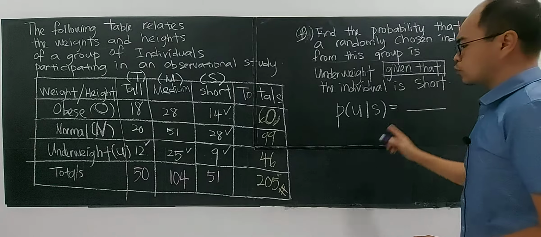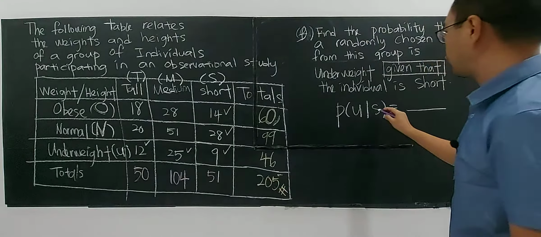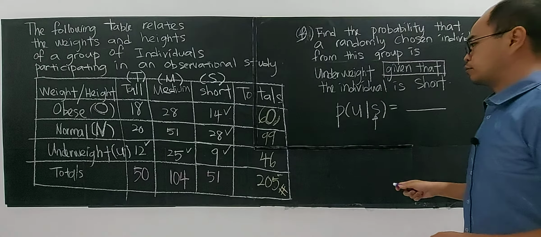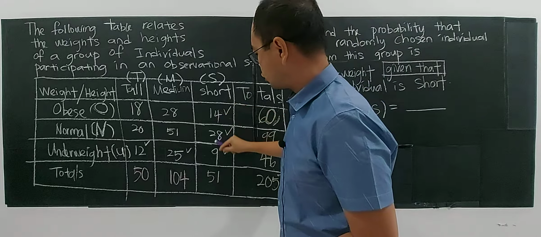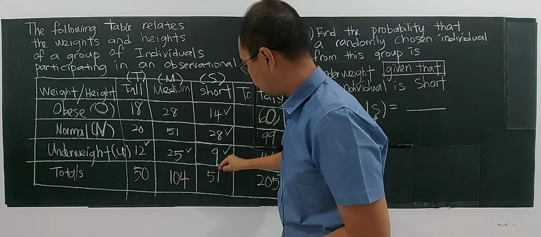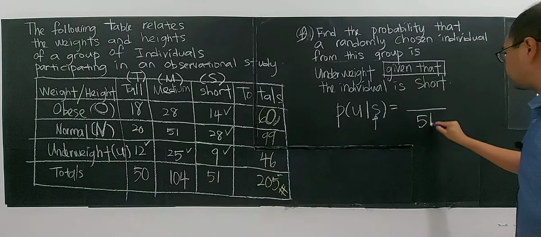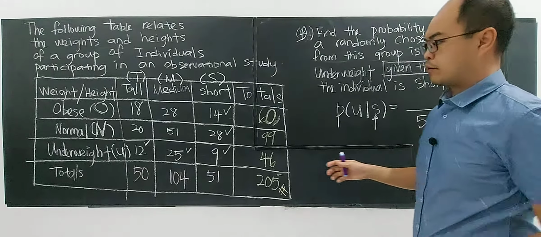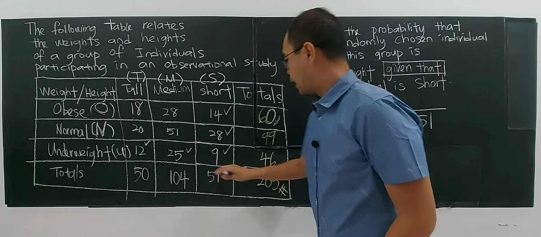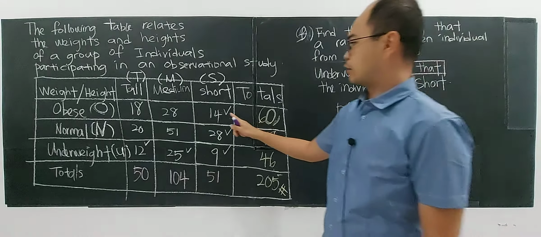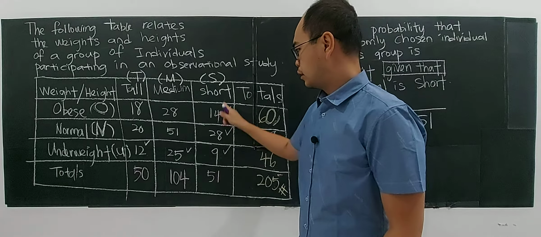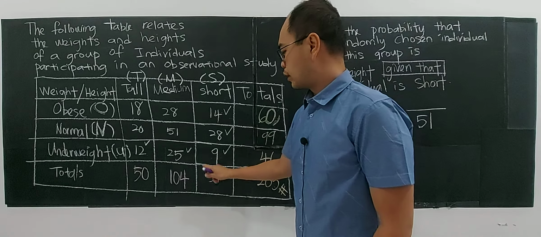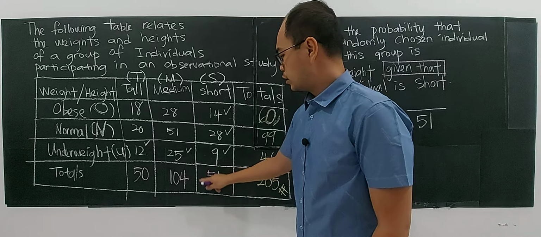So the total is no longer 205 here, because we already know that it comes from the short individuals. From the category of short here, you have 14, 28, 9, total 51. So we should divide by 51, because we know it's given that the individual is short. From the 51, how many of them are underweight? For the individual which is short, it's 51.